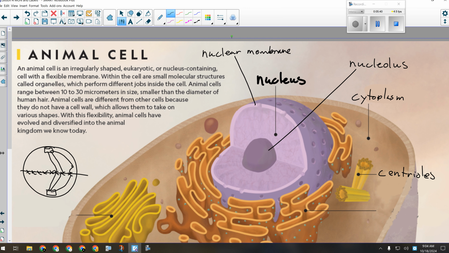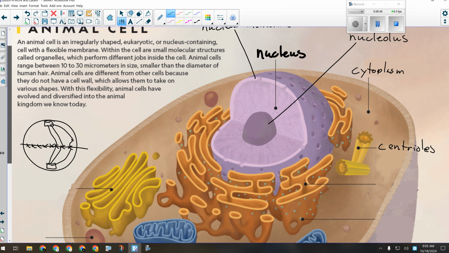Okay, what's the brown stuff with the turquoise dots? Rough ER. Okay, what does the rough ER do again? Protect the nucleus? Nope. Isn't it kind of the shipping? The ribosomes do that, but it isn't the rough ER.